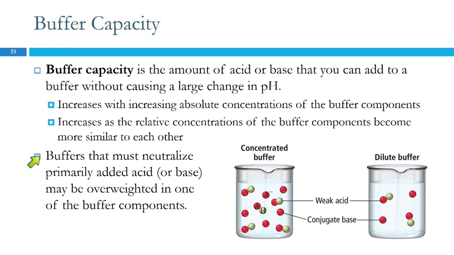Sometimes we have a buffer that we know is mostly going to get acid added to it. We know we're not going to be throwing any base at it, it's going to be acid. Well, then we want to put extra base in the buffer so that it has more capacity for the acid. If you need to neutralize primarily base, you'll add more acid. These are just pictures of concentrated buffer and dilute buffer. Any questions?